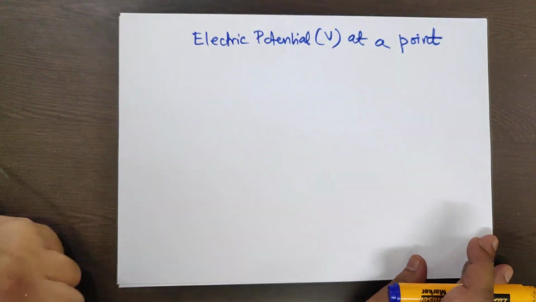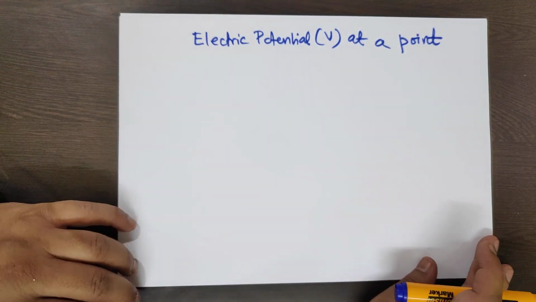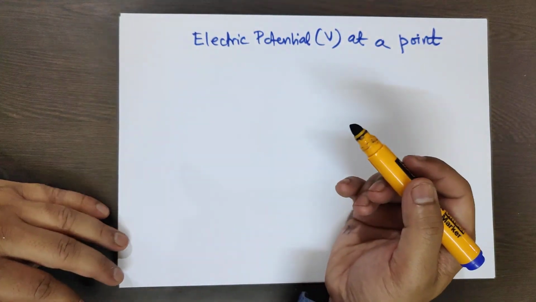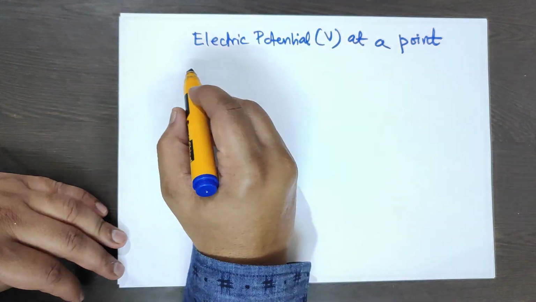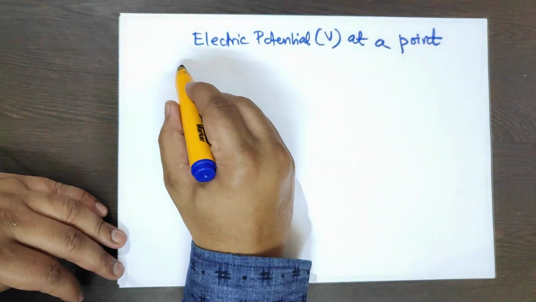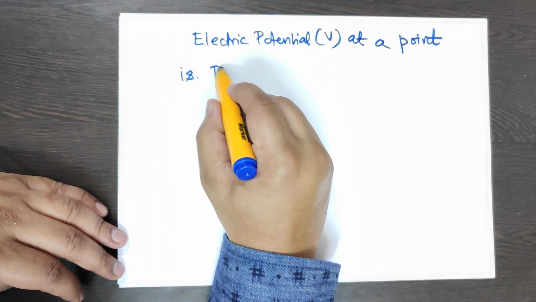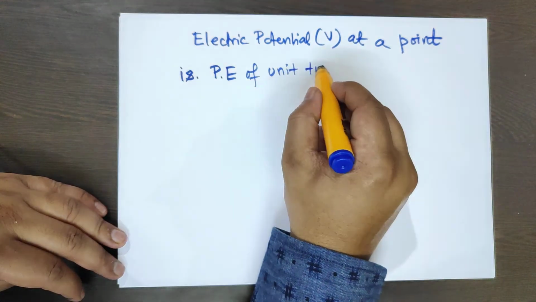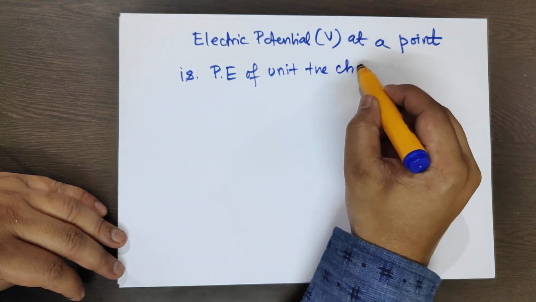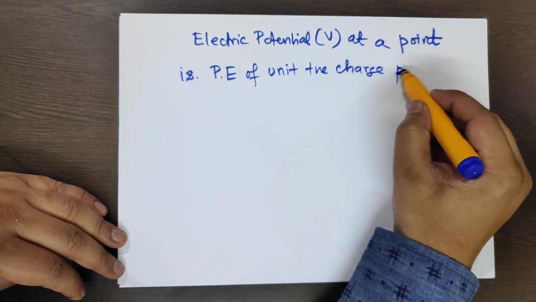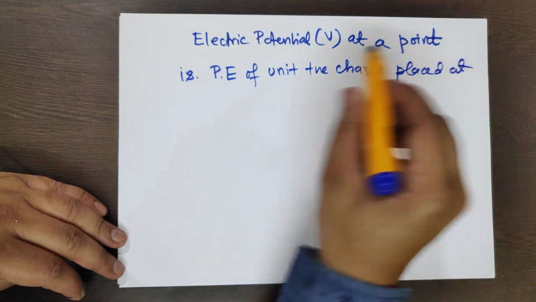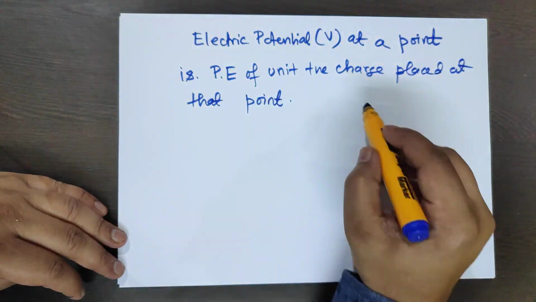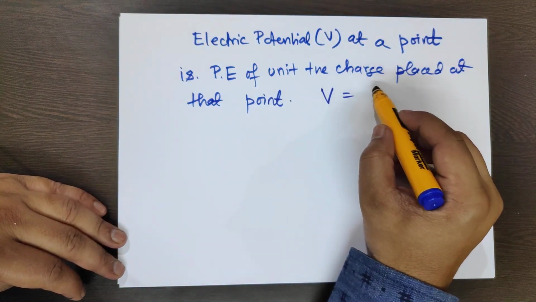So, electric potential at a point, that is what we will discuss now. Potential is denoted by V. Electric potential at a point is the potential energy of a unit positive charge placed at that point. That means we can write V equal to U divided by Q.